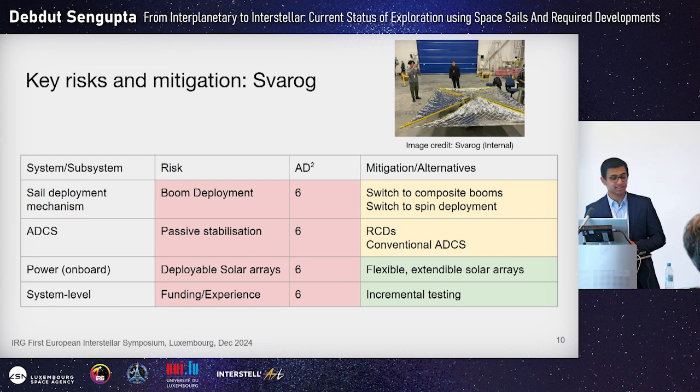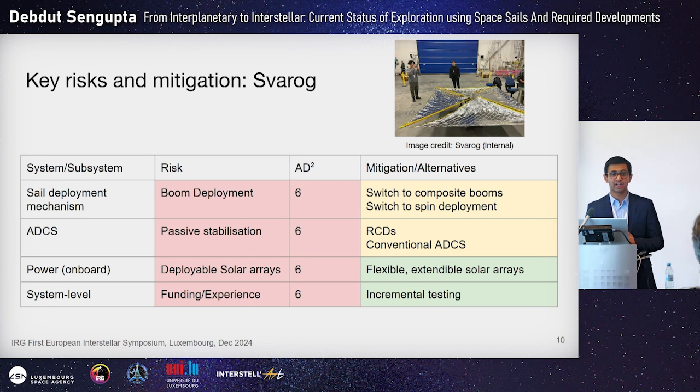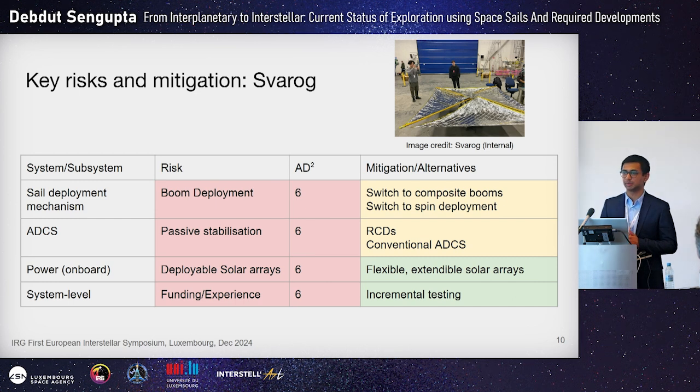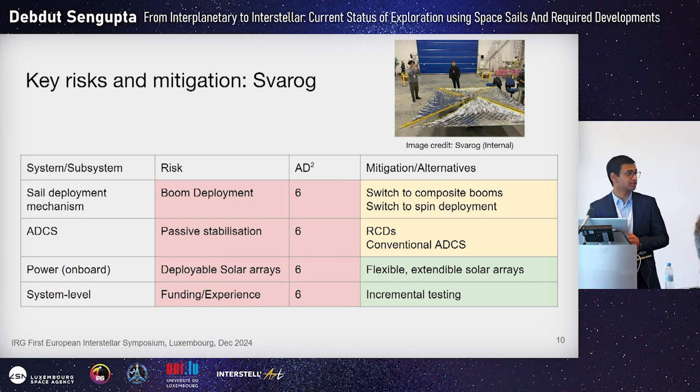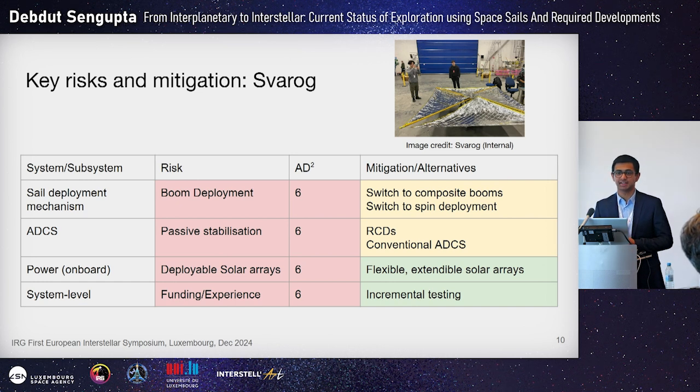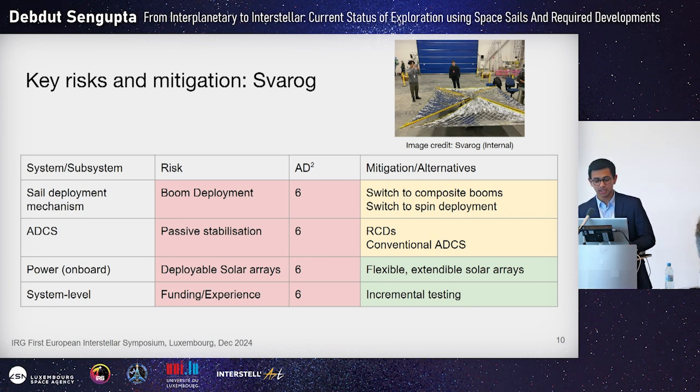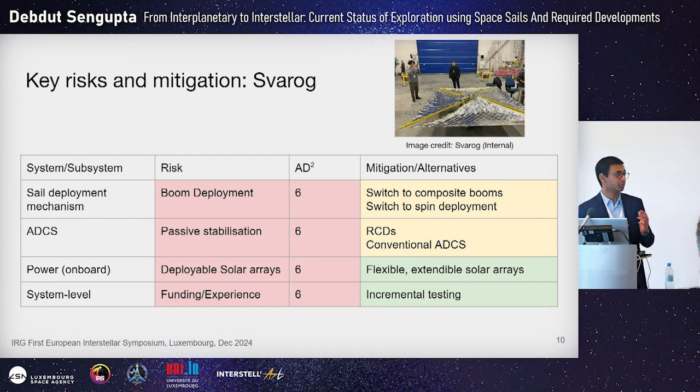Another risk is the ADCS subsystem, where we're using passive stabilization, so no active stabilization during the trajectory. And this has been proven numerically, but hasn't been proven experimentally in deep space. Therefore, it might be necessary to use RCDs or conventional ADCS, but these might again increase the risk further since these are complicated systems. Finally, the power on board is also a big risk for us.